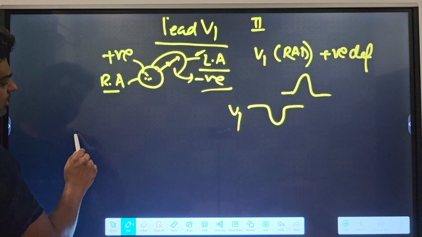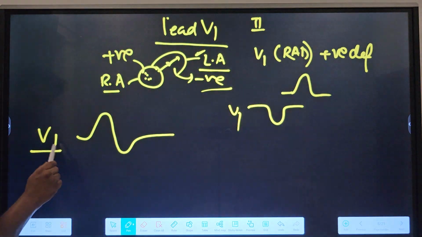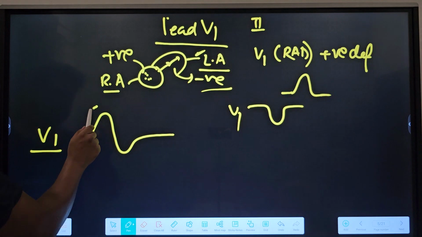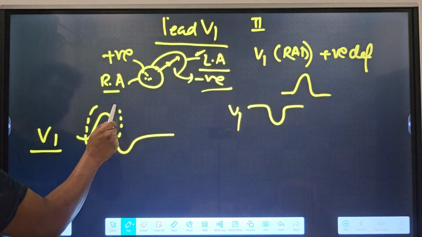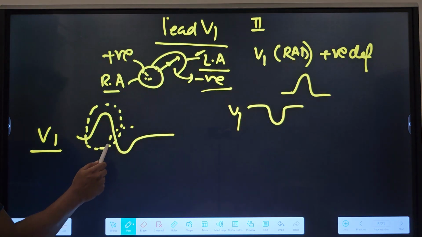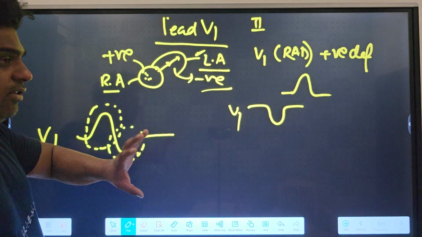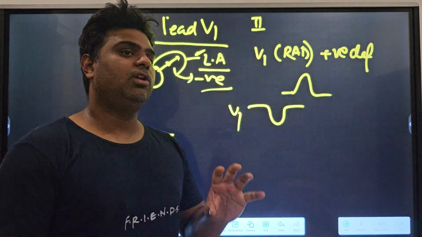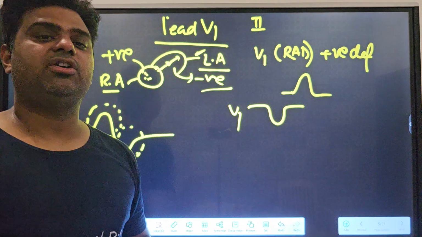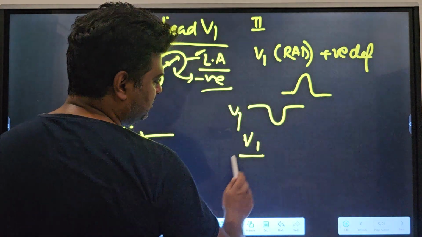So this is the normal biphasic wave in lead V1. In lead V1 we see a biphasic wave because this initial portion is the right atrial depolarization, a positive deflection, and this is the left atrial depolarization. Therefore, if we want to understand the morphology of each atrium separately, the best lead is lead V1. Now coming to this slide.